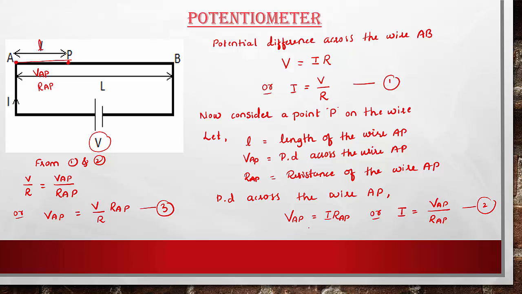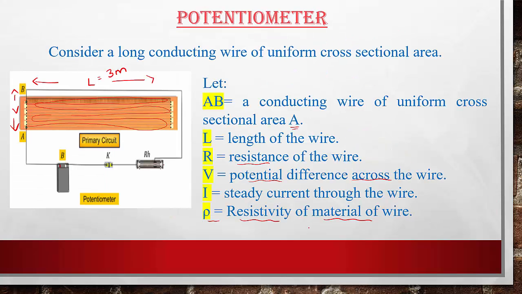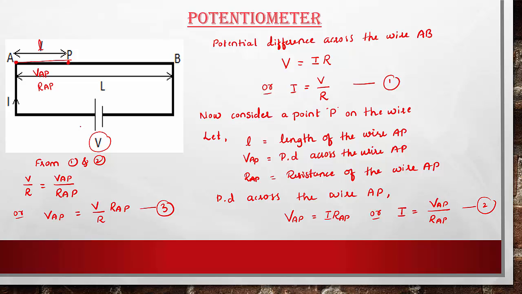So you can observe, we considered potential difference across AB. AB means, you can observe this diagram, A to B, there is a several meters wire. Total wire we can consider A to B, and the potential difference is V equal to IR, or I equal to V divided by R. That is equation 1. But when we move that sliding contact on the wire, we can take a point P on that wire.